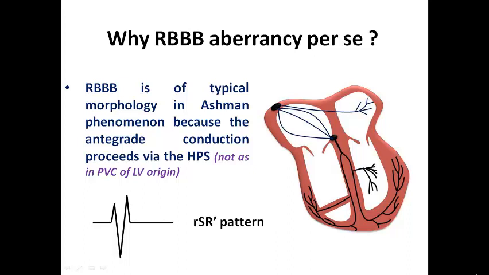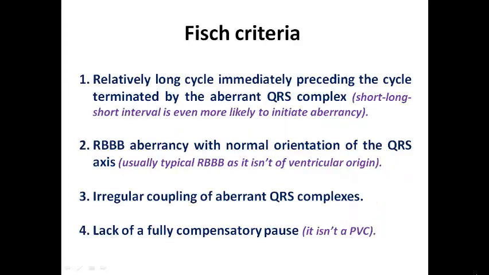Because here, the conduction proceeds normally through the His-Purkinje system, but because the right bundle is blocked, the left bundle would conduct normally, and then the impulse would go from the LV to the RV, leading to the typical right bundle branch block morphology. So it is not the same as a PVC of left ventricular origin, which would show atypical morphology for right bundle, like for example the rabbit ear sign, which we discussed in the lecture of wide complex tachycardia. So this is regarding right bundle branch block aberrancy in Ashman phenomena.